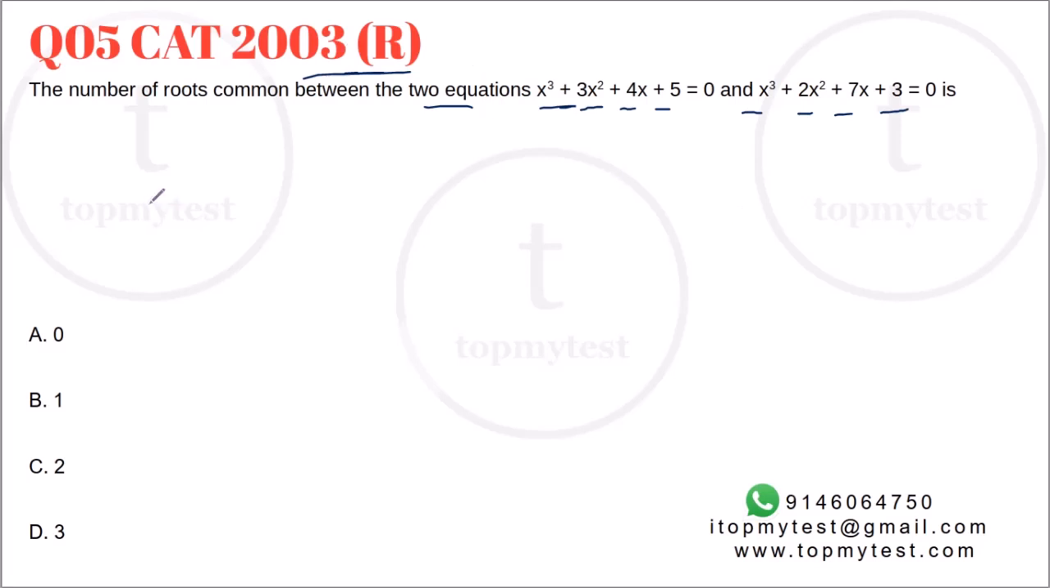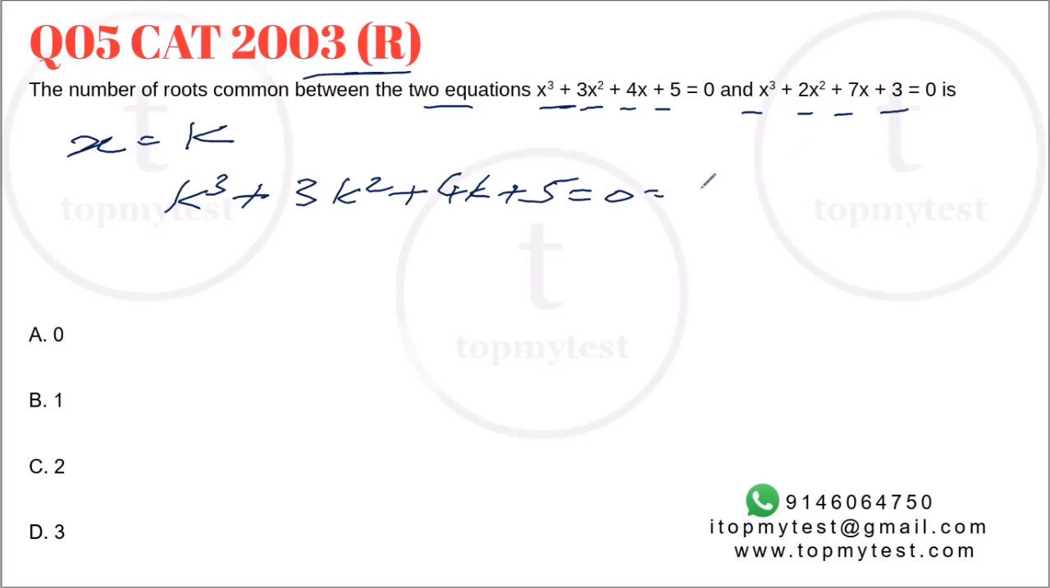Now, if you were able to graph these two, then you will be able to find the roots. But another way of figuring out common roots is, what is the point of a common root? If there is a common root between these two equations, suppose the common root is k. If I substitute k in this, that will solve this equation. If I substitute k in this, that will solve this equation, and both of them will also be equal. So I know k cube plus 3k square plus 4k plus 5 equals 0, which is also equal to k cube plus 2k square plus 7k plus 3.